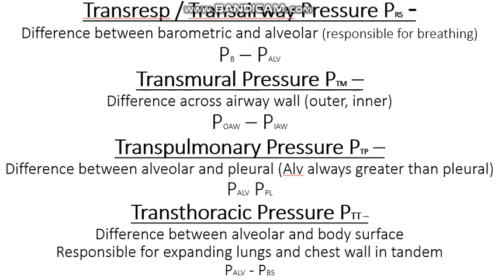Transrespiratory, also known as transairway pressure, is the difference between barometric and alveolar pressure, which is responsible for our breathing. Transmural pressure is the difference across the airway wall. Transpulmonary pressure is the difference between alveolar and pleural pressure, and alveolar is always greater than pleural pressure. Transthoracic pressure is the difference between alveolar and body surface pressure, which is very similar to transrespiratory pressure. It is responsible for expanding the lungs and the chest wall in tandem.